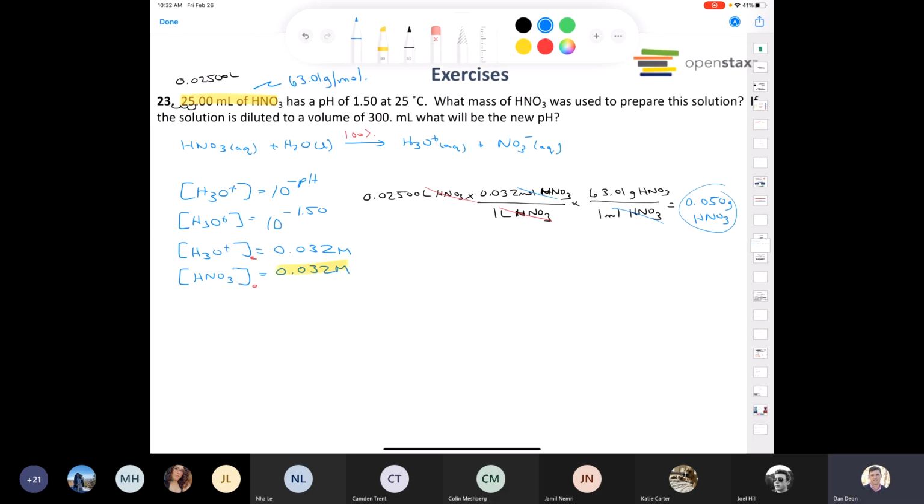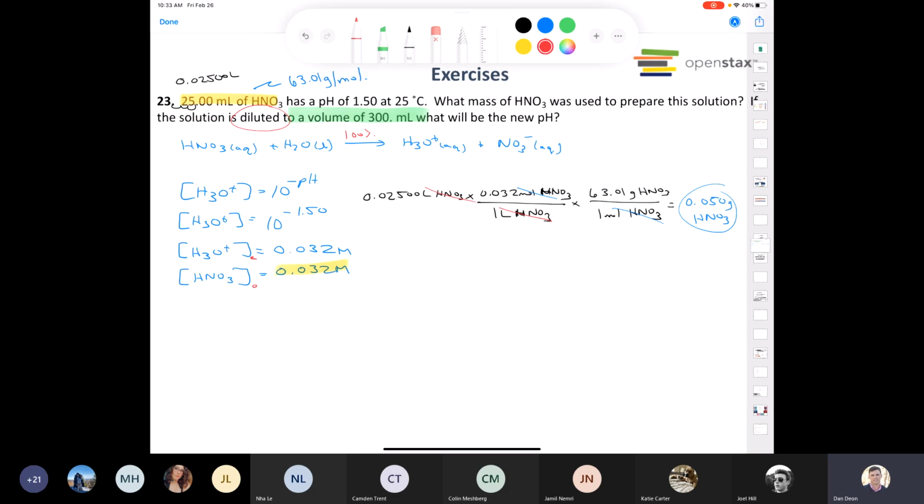So that's the mass of nitric acid that I needed. Can anybody tell me what to do in the second part? The second part just asks me, if you dilute it to 300 milliliters, what's the new pH? Did anybody get an idea what you do here? You can unmute your mic or type it in the chat. The key word is diluted. Does anybody remember the formula for the dilution? Yeah, thanks, Joel. Who remembers what the equation was for dilution? Yeah, M1V1 is equal to M2V2, or you can call it C1V1 is equal to C2V2. Yeah, great, awesome. This is great.